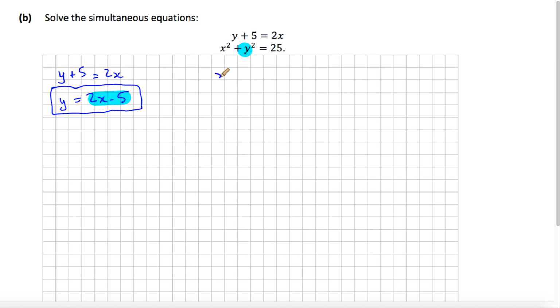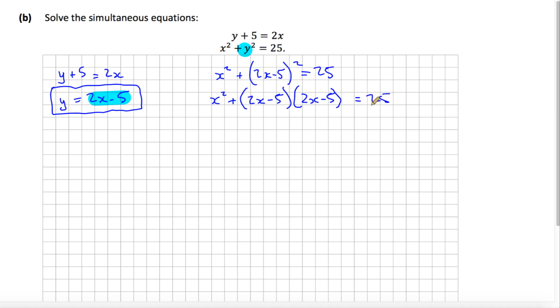So I'll rewrite that second equation now. It's going to be x squared plus, instead of y, we've got 2x minus 5 squared, and that's equal to 25. Now what I've done is create one equation with just one unknown, x. So I'll be able to solve this now. Okay, so that's x squared plus, now be careful here, a lot of people square this 2x and square the minus 5 and they think they've squared correctly, but actually 2x minus 5 squared means 2x minus 5 multiplied by itself. That's what squaring means.